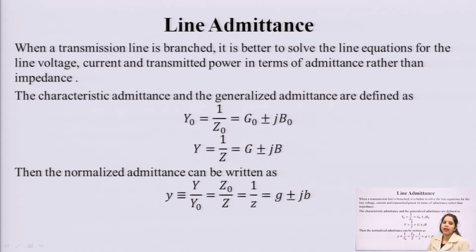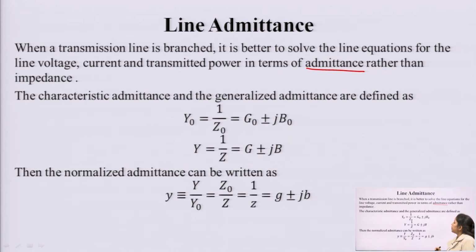Now comes the line admittance. Actually, there is not much difference between the line admittance and the impedance. The significance is that when a transmission line is branched, it is better to solve the line equation for the line voltage, current, or the transmitted power in terms of admittance rather than impedance. So, to ease the calculation in the case of a branched transmission line, we use the concept of line admittance. Otherwise, the impedance is enough for us.